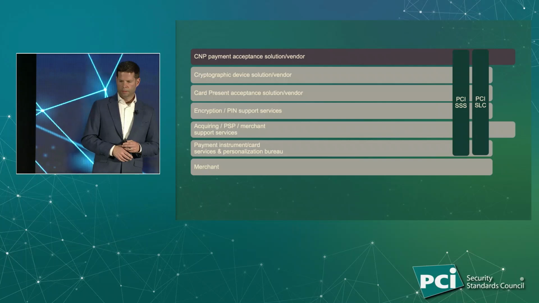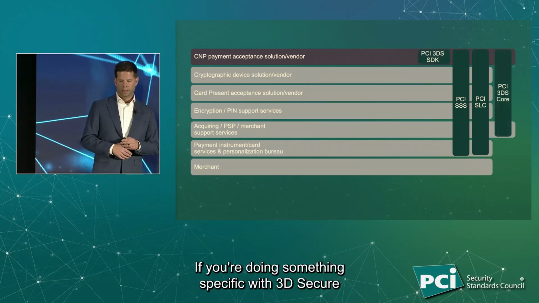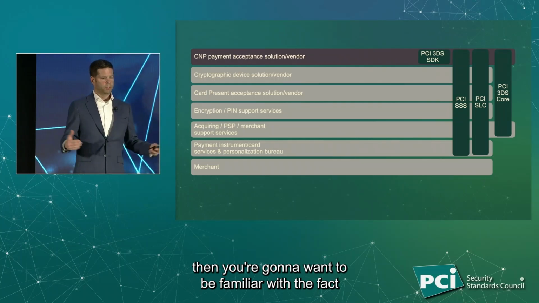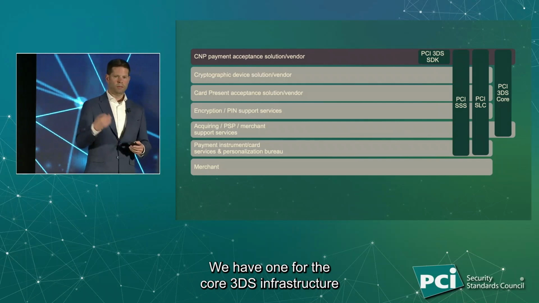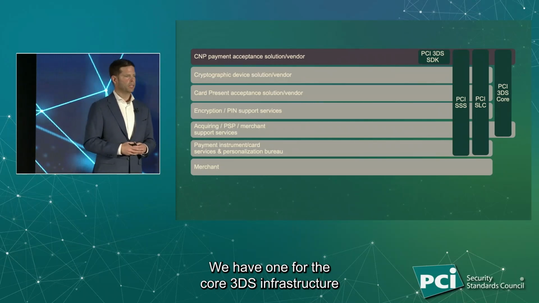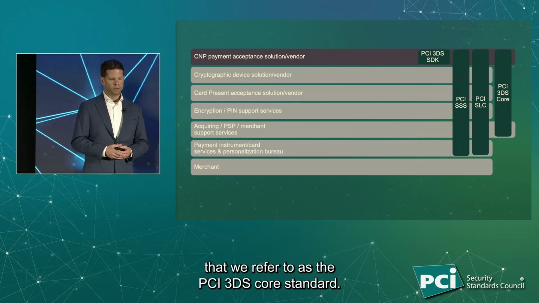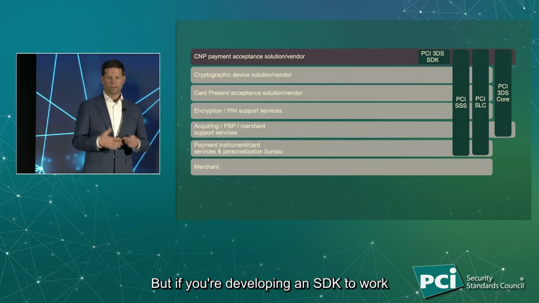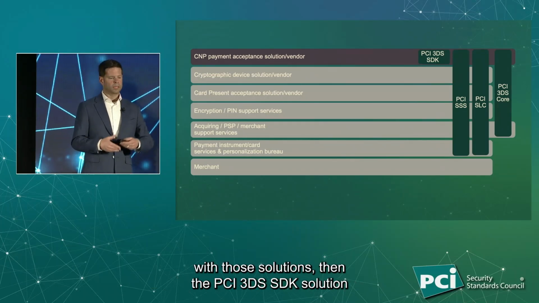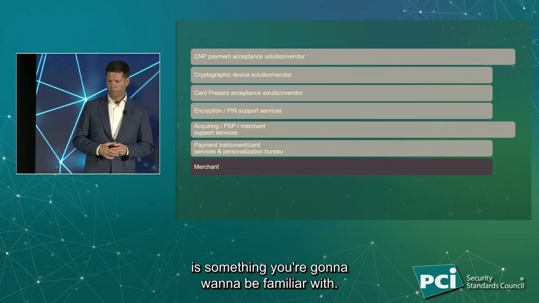If you're doing something specific with 3D Secure, then you're going to want to be familiar with the fact that we have two different 3D Secure standards. We have one for the core 3DS infrastructure that we refer to as the PCI 3DS Core Standard. But if you're developing an SDK to work with those solutions, then the PCI 3DS SDK Standard is something you're going to want to be familiar with.